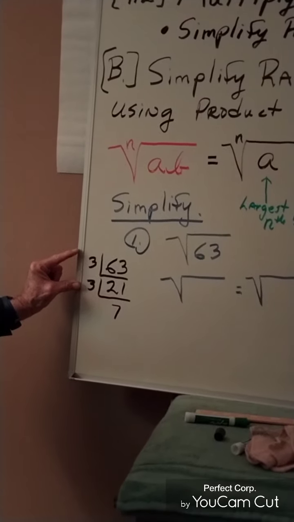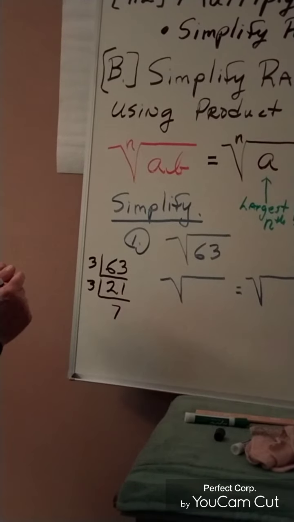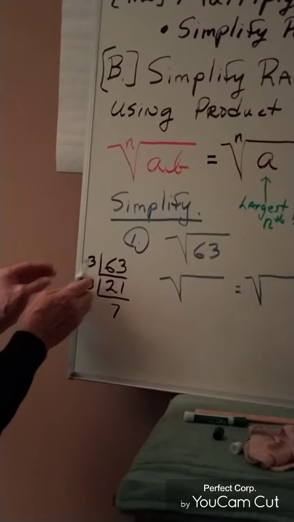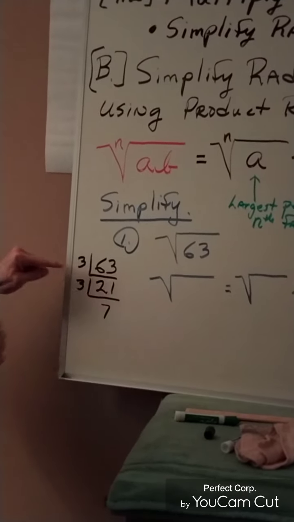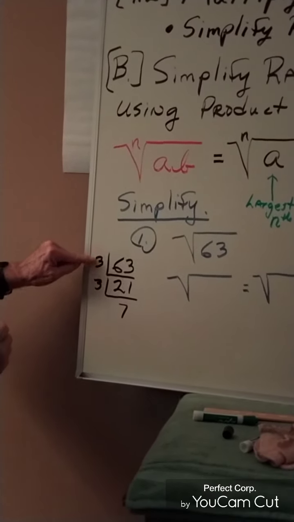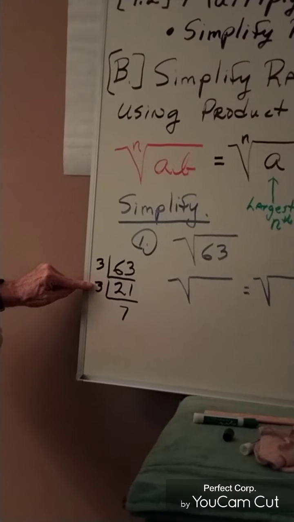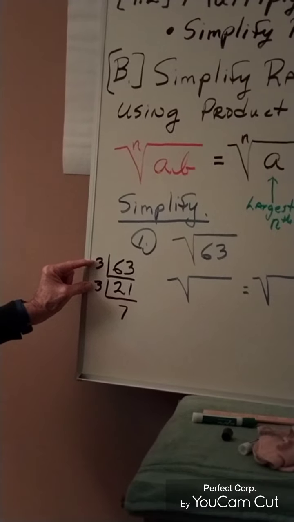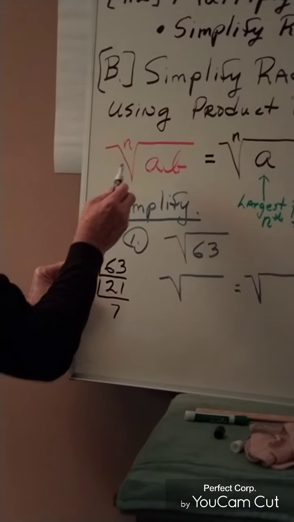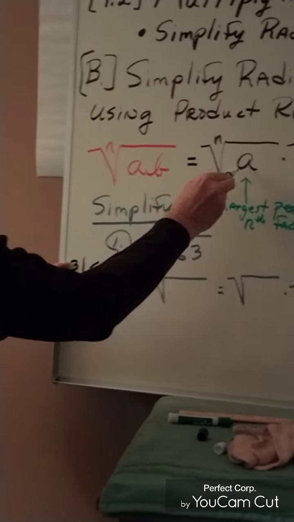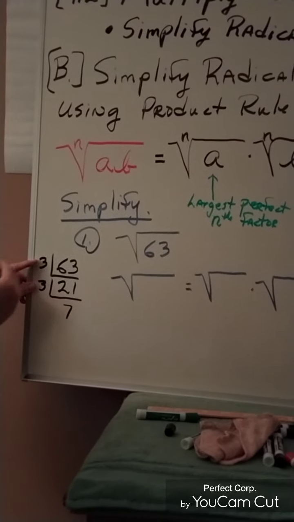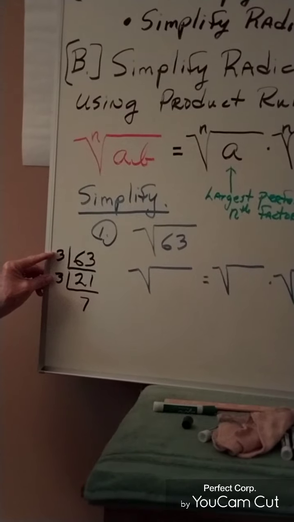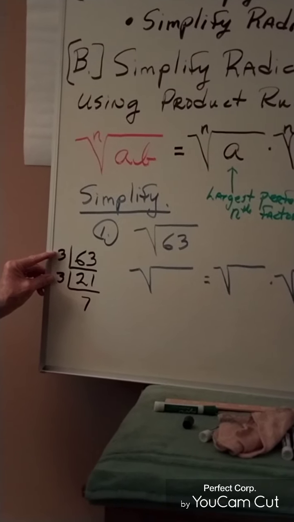So now we can identify our 2 factors. And for this particular problem, I'm not going to use an exponent. I could, and I will later on, but I'm not going to here. This first pair of 3's generates a 3 squared. And if we multiply those together, we get 9. 9 is our A, because 9 is the largest perfect square factor that 63 has. It's the only one that it has.